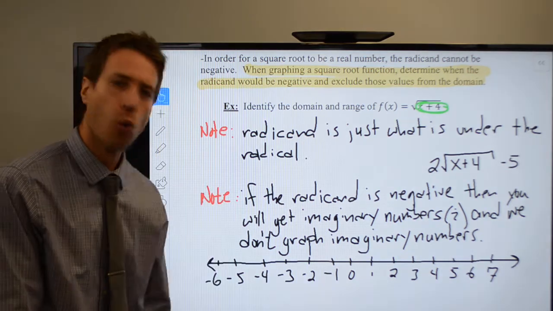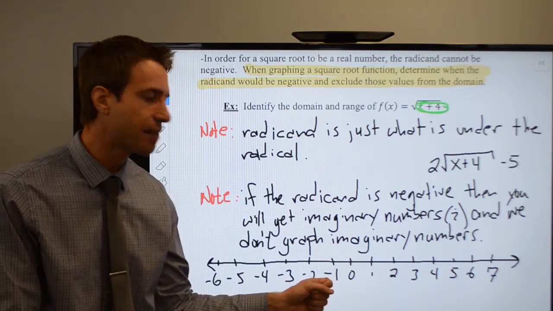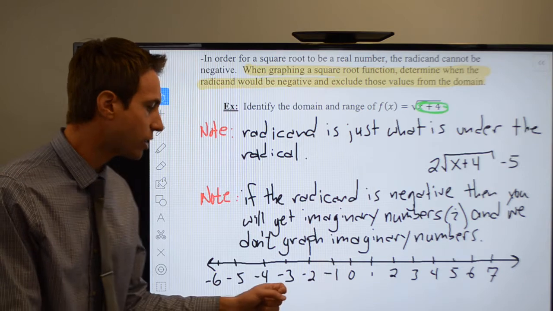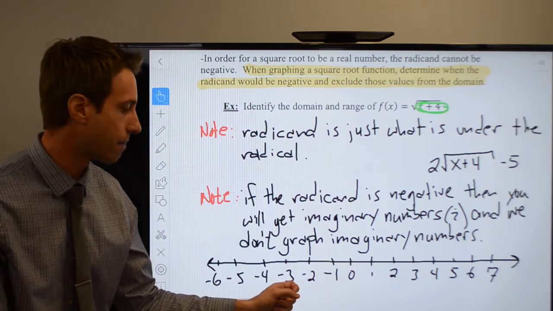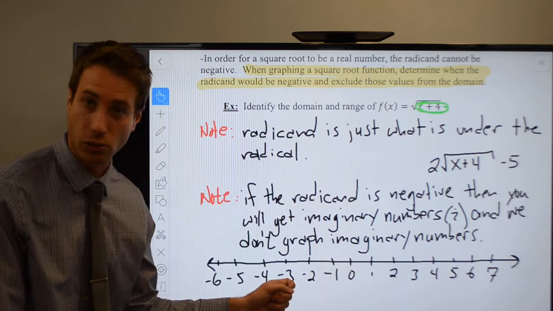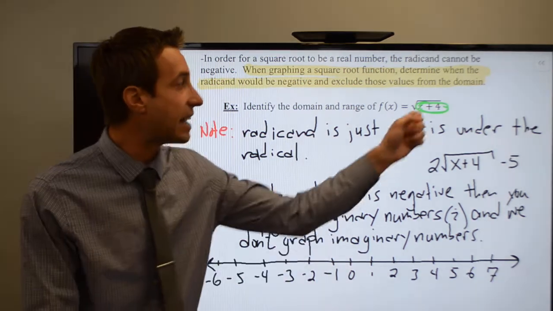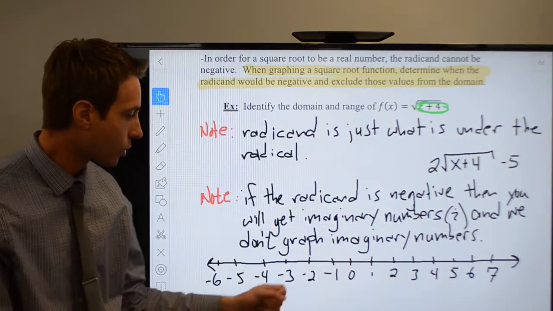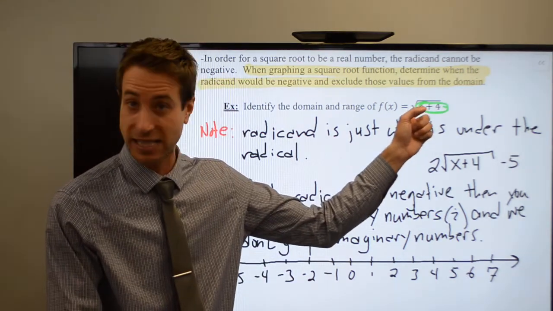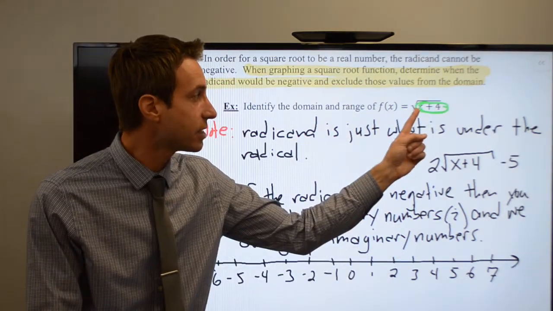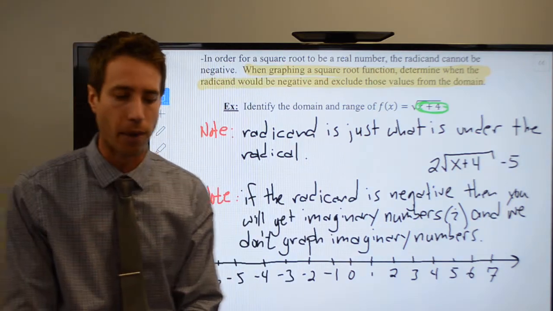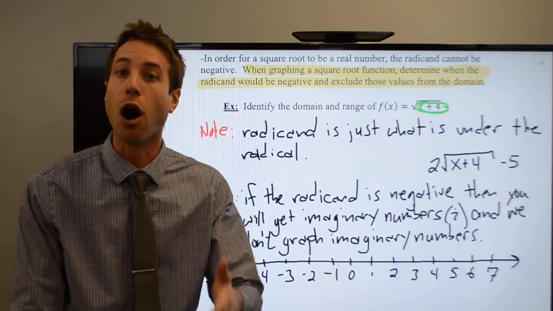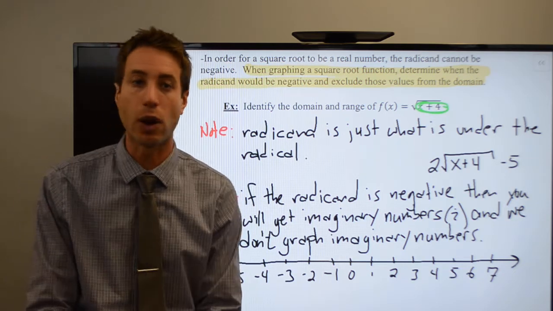Watch this. What if I were to pick a negative number? Let's go with minus 3. We're going to go with this negative number right here, minus 3. I make that my domain value and plug it in. So I'm going to plug a negative 3 in for x into my radicand. Minus 3 plus 4. Well, what is minus 3 plus 4? Minus 3 plus 4 is a 1. Can I take the square root of 1?